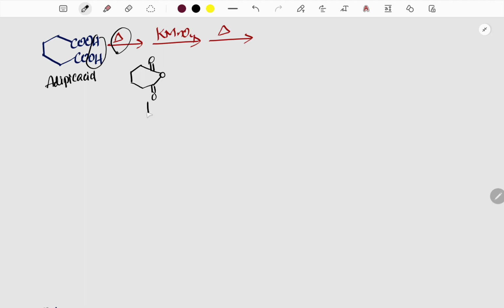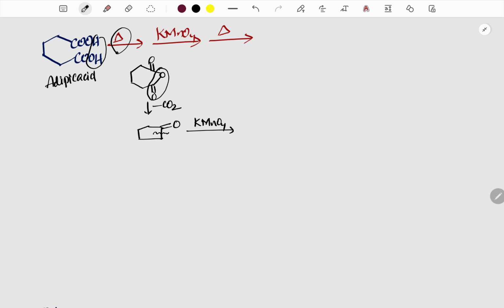And this 7-membered anhydride is unstable, so it loses CO2 and forms the corresponding ketone. So this ketone is reacted with KMnO4. Generally ketones do not undergo oxidation with KMnO4, but since only the ketone is given and we are asking what kind of product is formed, then definitely the ketone undergoes oxidation.